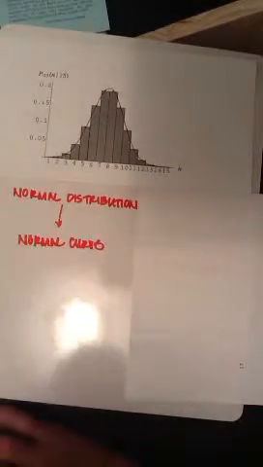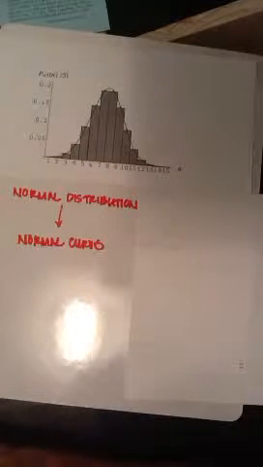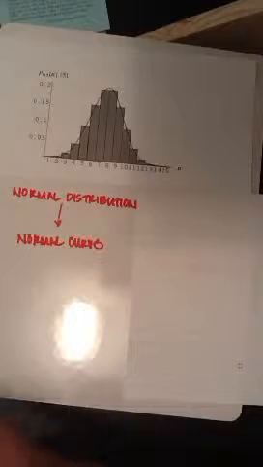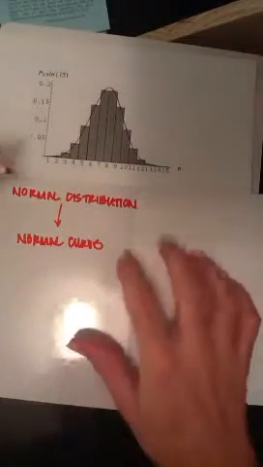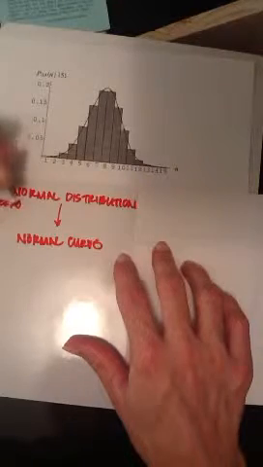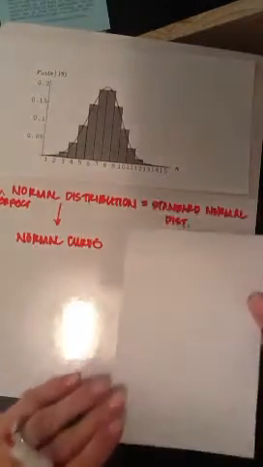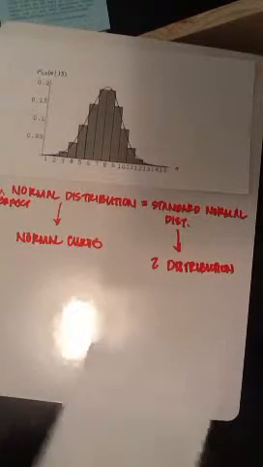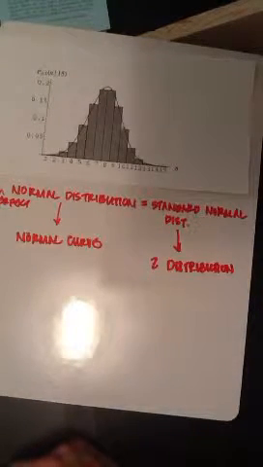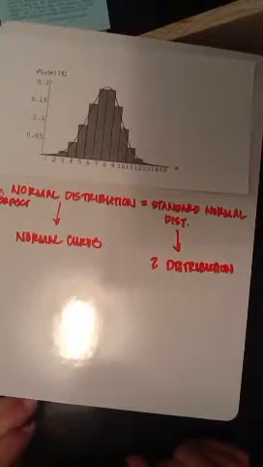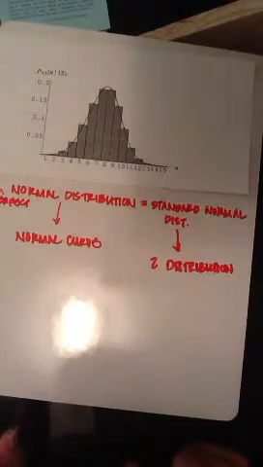Now, most distributions may approximate a normal distribution, but will not be a perfect normal distribution. However, a perfect normal distribution is known as a standard normal distribution, which is also known as a z-distribution. We're going to be talking about z-distributions and z-scores a lot in our upcoming work together.